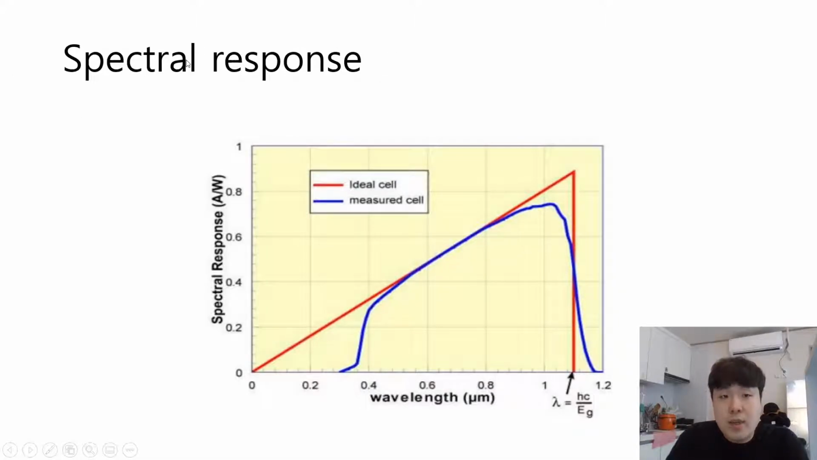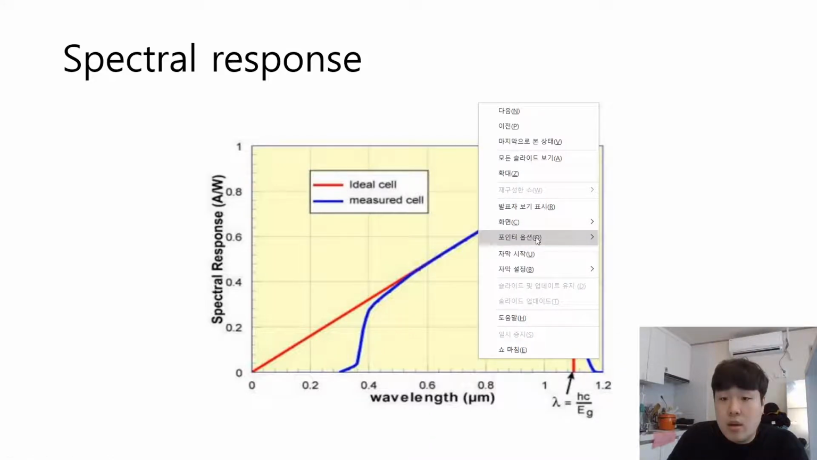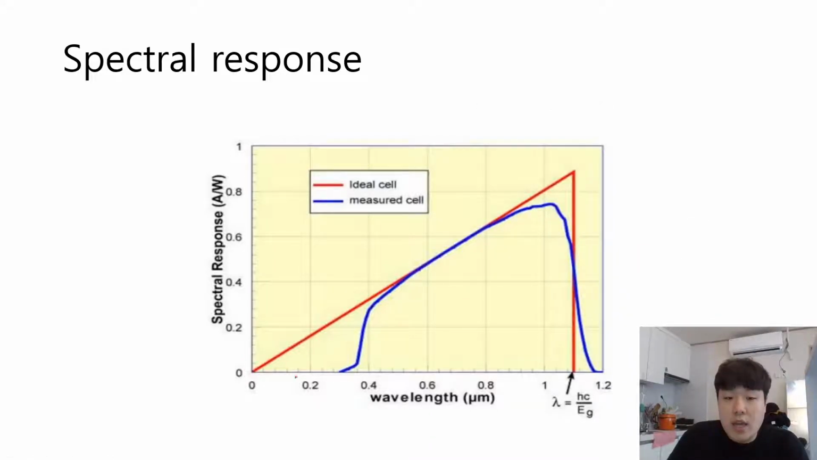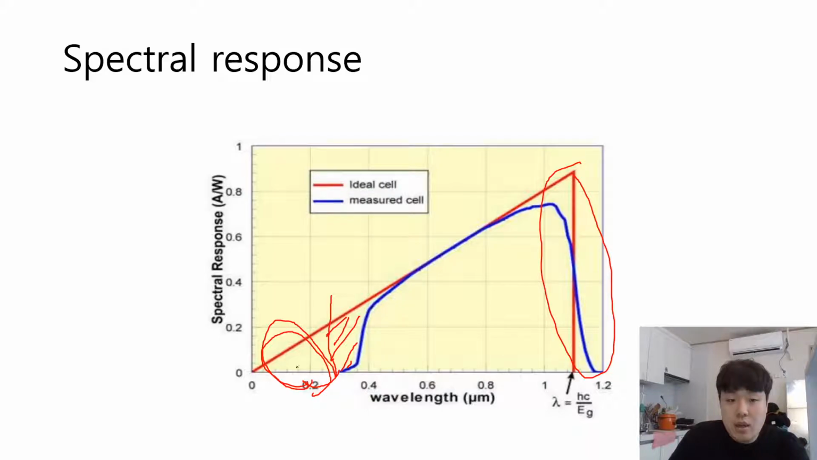And the last is spectral response. This is when we get the power at the solar cell, we calculate the current of the solar cell, and we can explain three cases of spectral response like this. And this area is where the solar cell does not collect the electron hole pairs. We can see that in the graph.